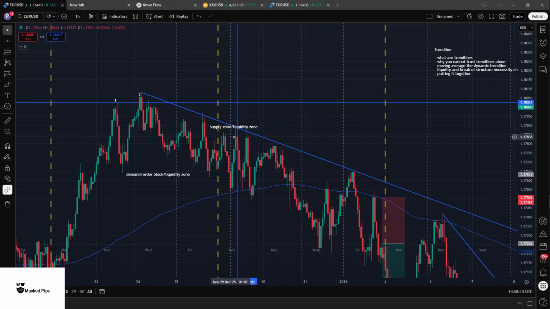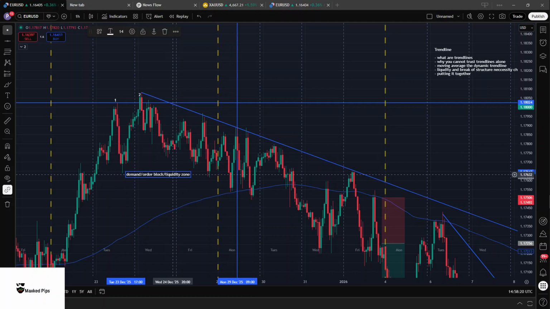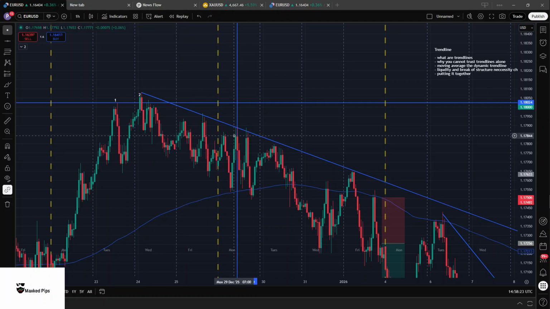So anytime market goes back, remember we're using, let me take this out. Anytime market goes back into the trend line, you must wait for liquidity. You must wait for liquidity to be swept, one, and two, you must wait for a break of structure to occur. These are the two things you have to wait for: liquidity to be swept, break of structure, and then it retests the market.